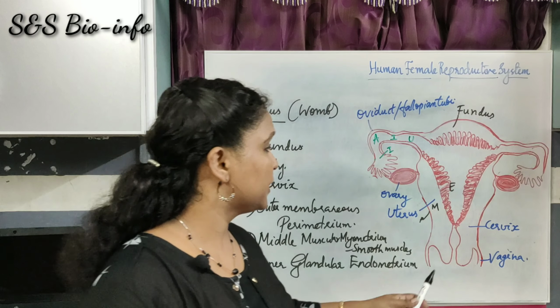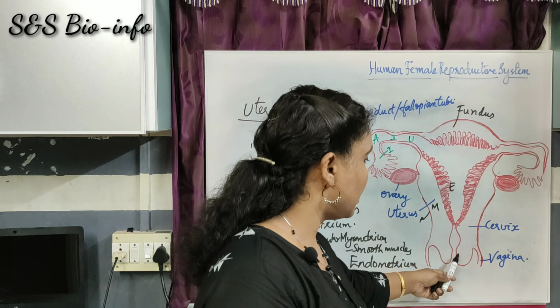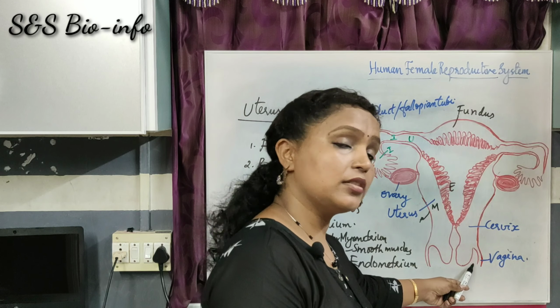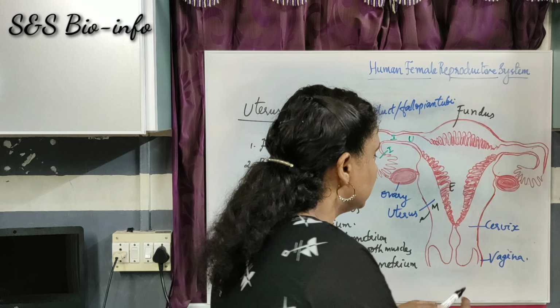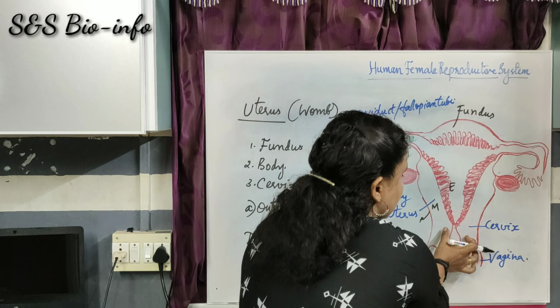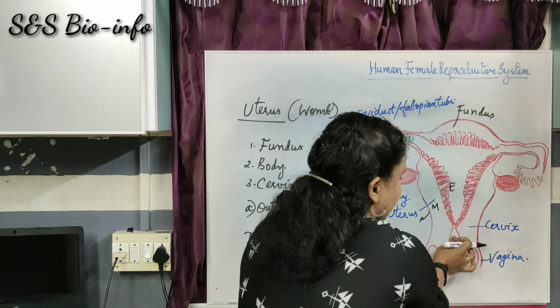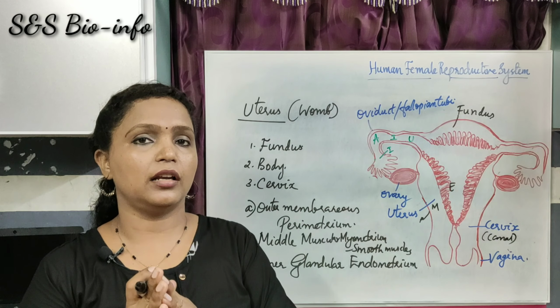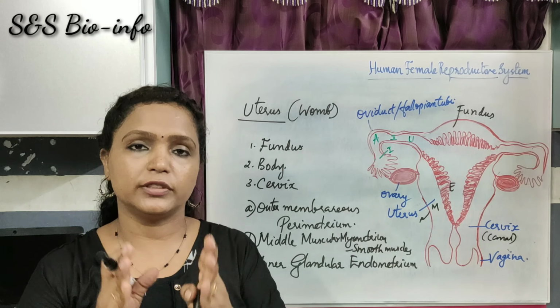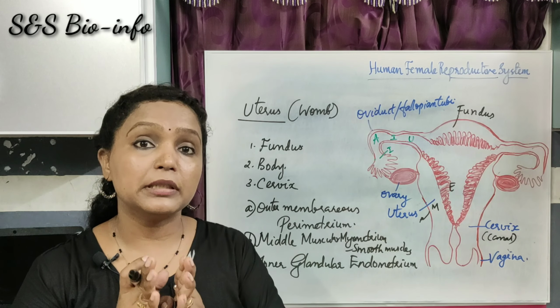Then you look at the diagram here. The cervix opens outside through the vagina. Vagina is known as the copulatory organ of the female, and there is a canal inside the cervical region that is called the cervical canal. And there is another canal, the vaginal canal, that together form the birth canal. Both the cervical canal and vaginal canal together are termed the birth canal.